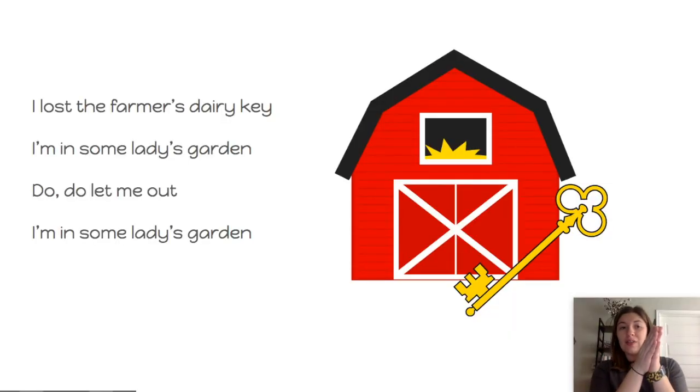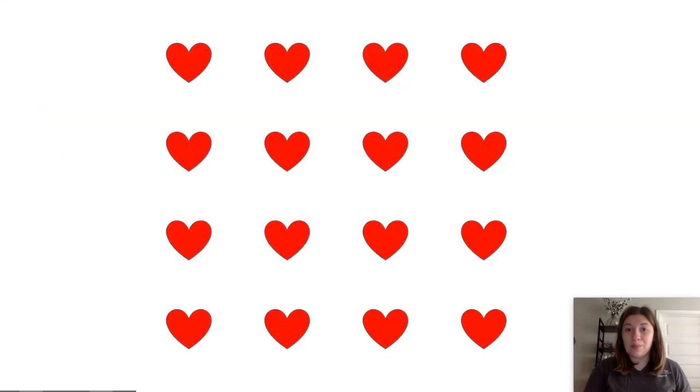Let's sing I Lost the Farmer's Dairy Key. Follow my motions. Ready, and I lost the farmer's dairy key. I'm in some lady's garden. Do, let me out. I'm in some lady's garden. Sing and point, pointer fingers, whoop!